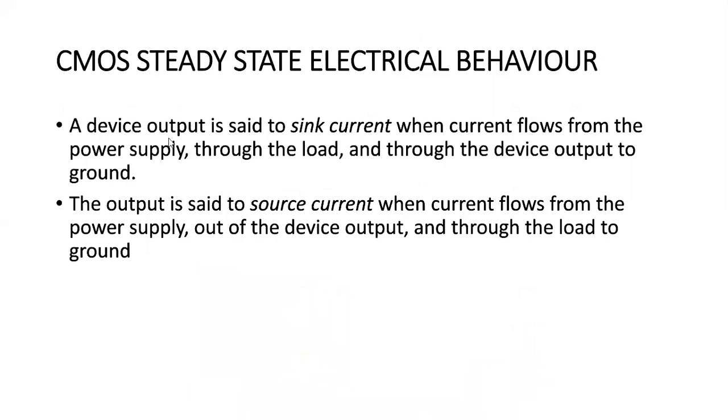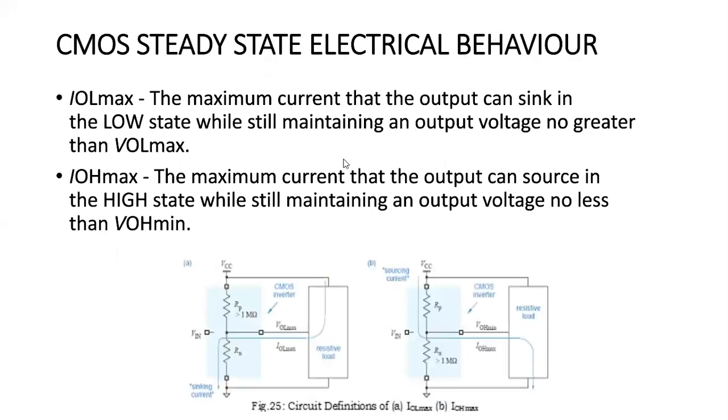A device output is said to sink current when current flows from the power supply through the load and through the device output to the ground. Then coming to the sourcing current, the current flows from the supply to the output. From the output, it goes to the load and then to the ground. This type of current flow is known as sourcing current.